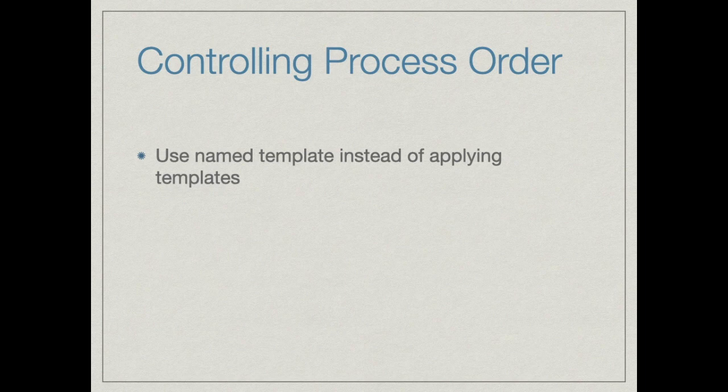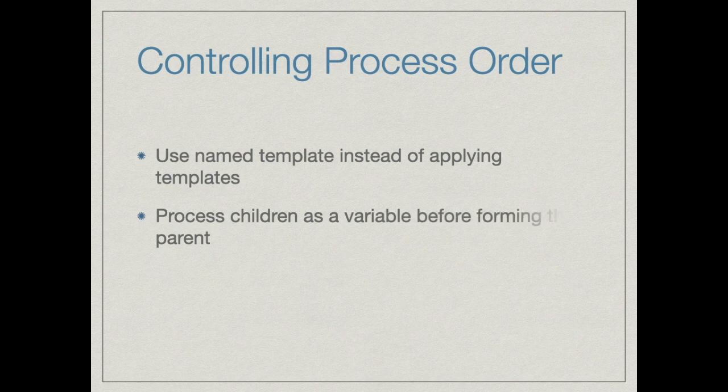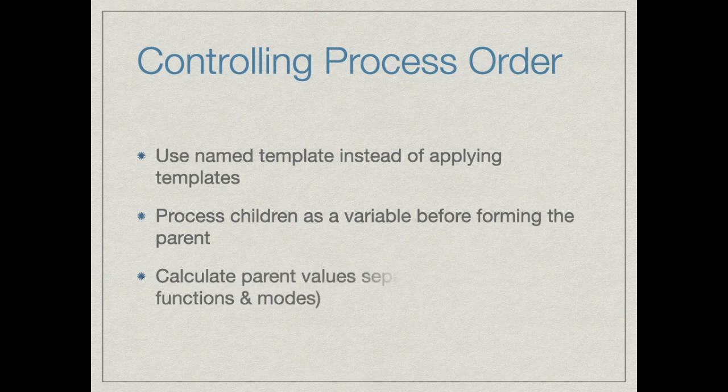When working on the XML Prague proof of concept, I decided to use a couple of named templates wherever I would normally have applied templates to children of a node. These process children's nodes as a variable before returning a parent node, sort of processing the tree from the leaves back to the trunk. I then calculated visited and state information separately for each node, using custom functions and modes. I wasn't very happy with this at the time.